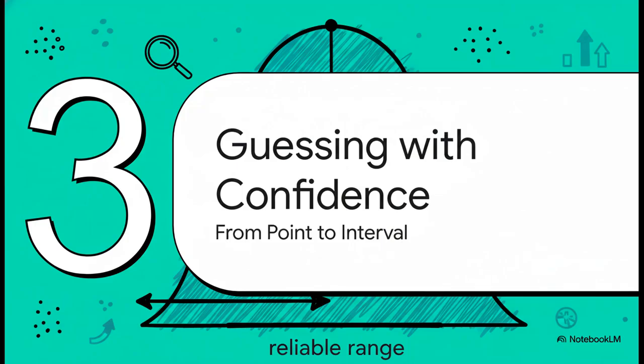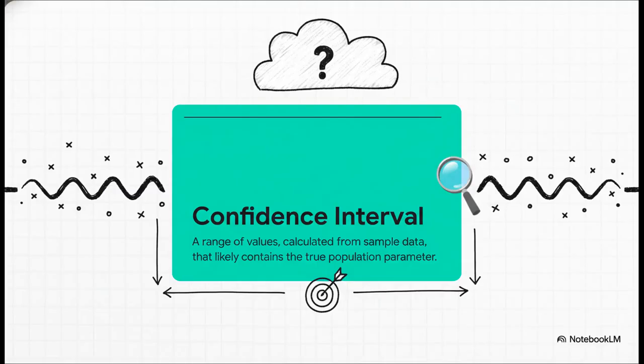Now, having this predictable bell curve is incredibly useful. It means we don't have to just give a single number as our best guess, which, by the way, is called a point estimate. We can do something much better. We can create a reliable range. And that range is called a confidence interval. It's basically our best guess plus or minus a little wiggle room for where the true population average really is.